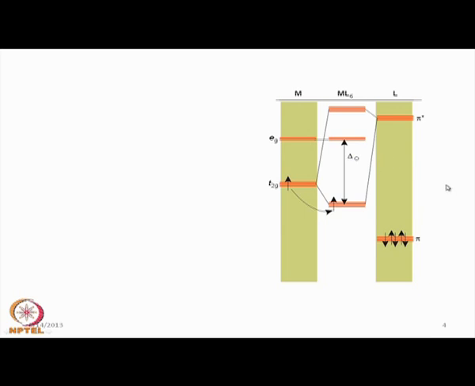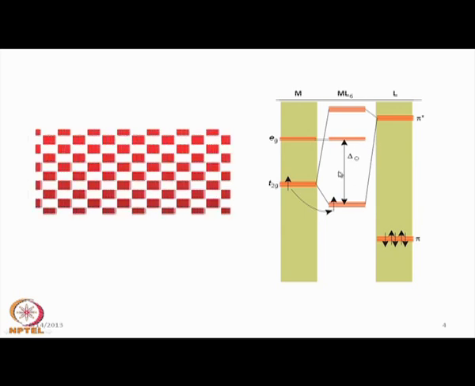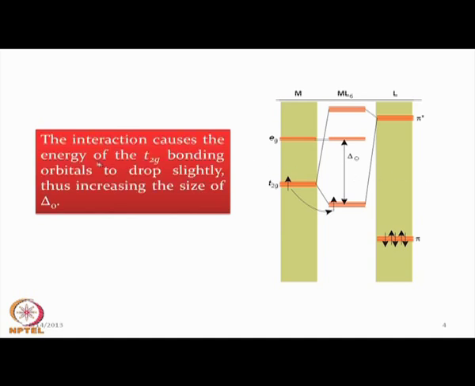That means whenever we find a ligand which is of pi acceptor type, that will definitely increase the ligand field splitting, and that particular ligand should be characterized as a strong field ligand. So, the interaction causes the energy of the T2G bonding orbitals to drop slightly. So, this is the amount of stabilization, that is why we get the higher energy gap, because the EG level is not modified by this interaction, which is therefore increasing the size of this delta octahedral. That means we are pushing the electron towards the strong field side, and the ligands will be of stronger strength.